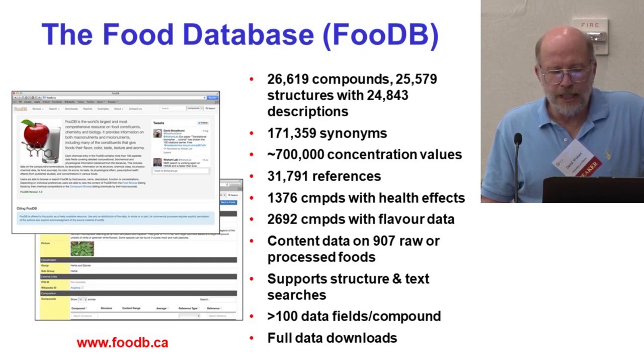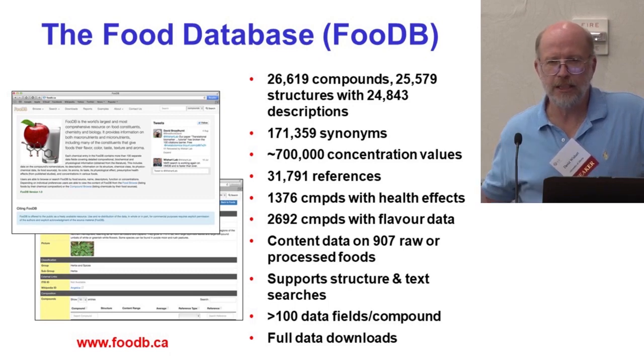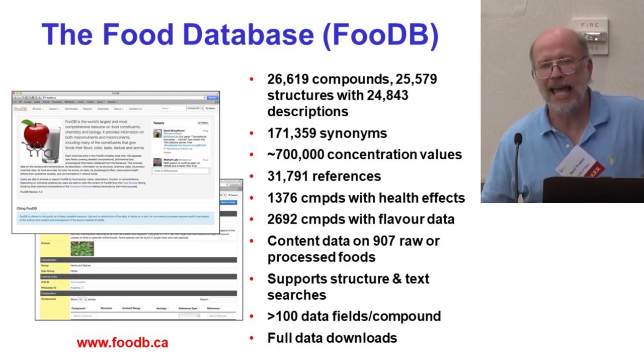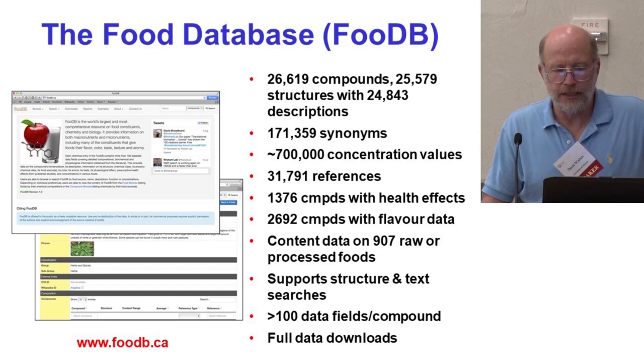Right now, the database contains almost 27,000 chemicals that are known to be in foods, covering about 900 different raw or lightly processed foods. So this is not the database to go and look at the chemical composition of lasagna. It's a database to look at the chemical composition of an apple or fruit or of wine. The information in the database, again, open access, has hundreds of thousands of concentration values, thousands of references. It also tracks health effects and flavor or taste data.